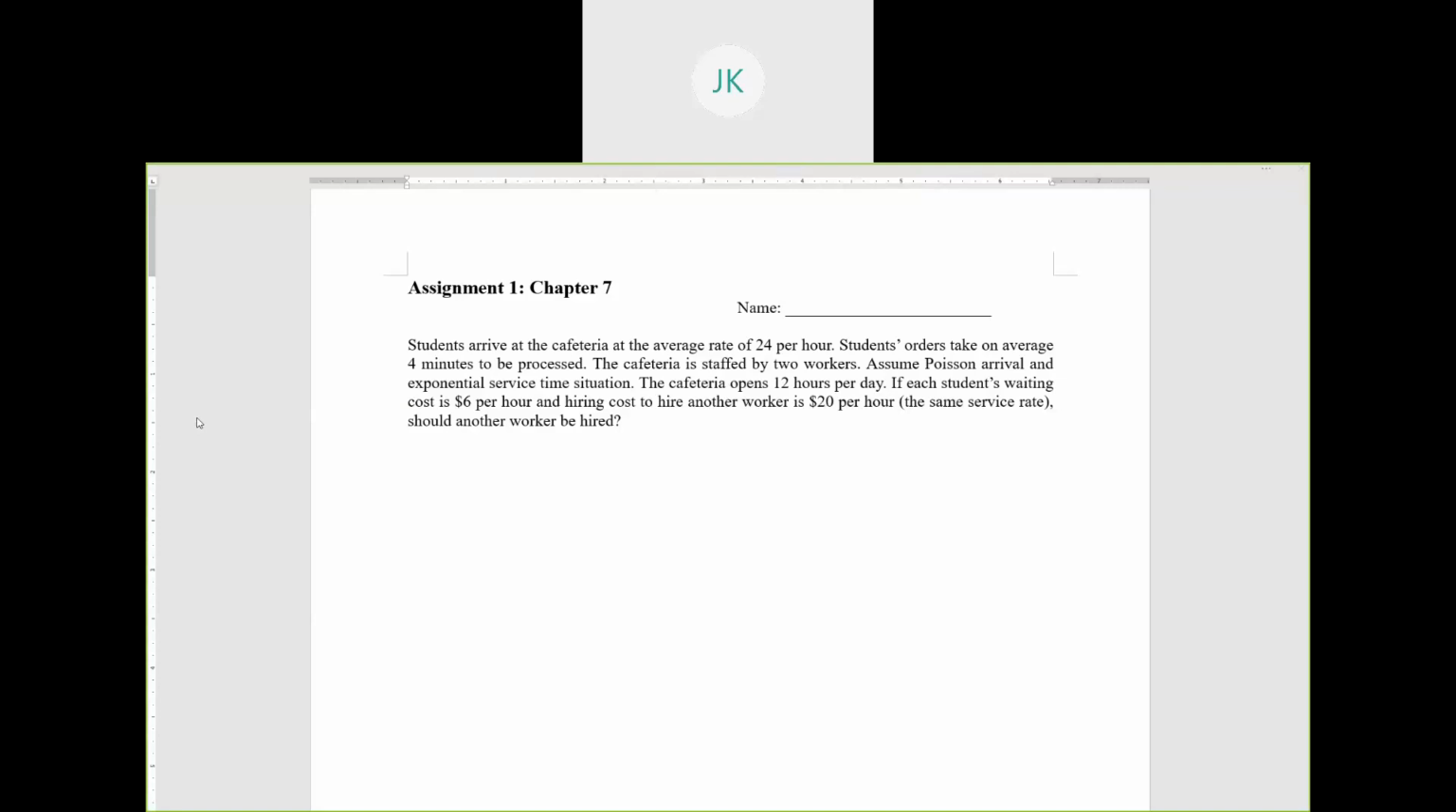To find LQ, how many customers in the waiting line, the length of the queue, you need average utilization and then the number of servers. Average utilization is lambda over mu. Lambda is arrival rate, mu is service rate.